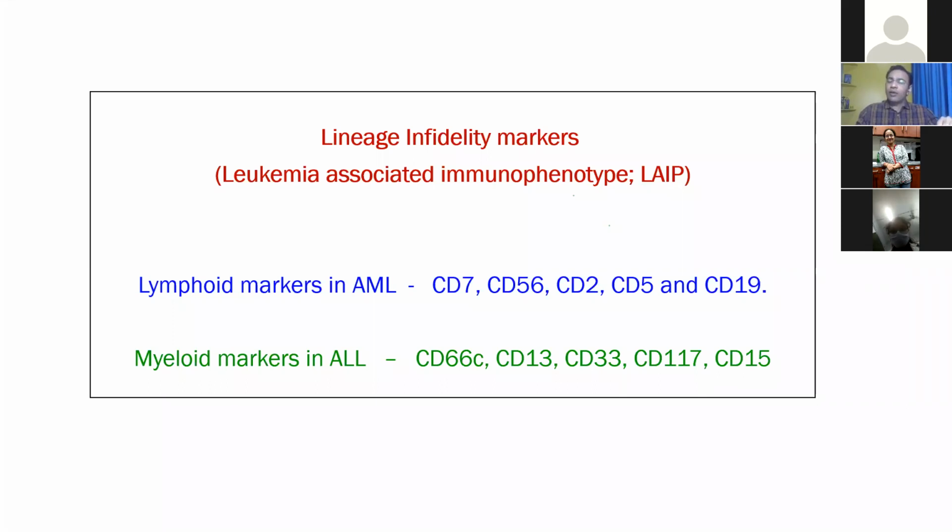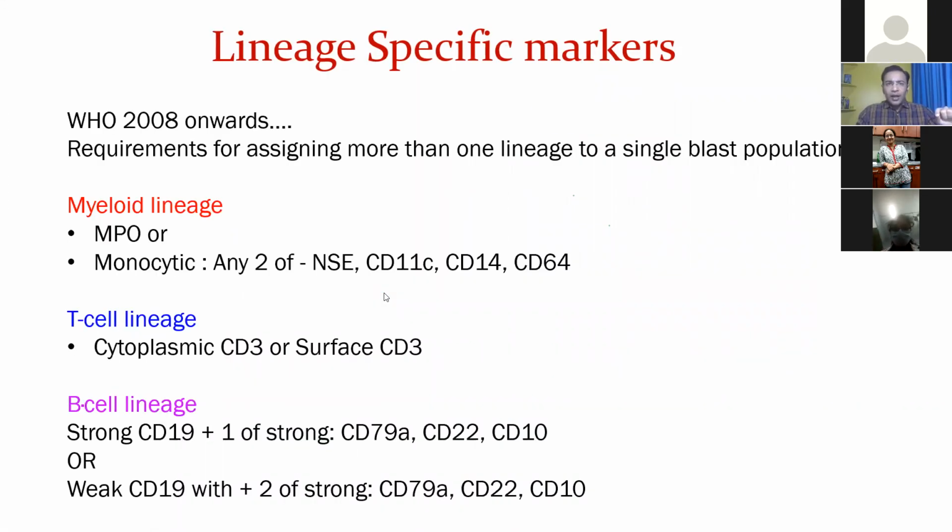So the expression of just one or two myeloid or lymphoid markers does not define lineage. Although their expression indicates that lineage, it cannot confirm it. For that, WHO has clearly mentioned how we define or confirm the lineage. Those are called lineage defining markers or lineage specific markers. And here are these markers.